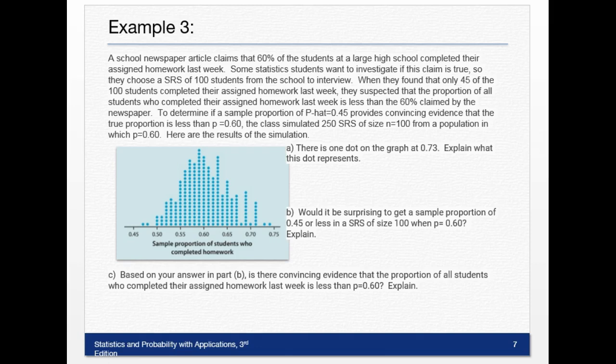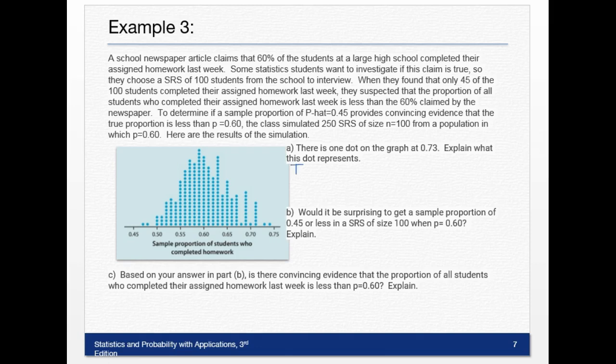All right, so look at this dot plot. Each of these dots represents one sample proportion, like one proportion measured from one sample of 100 students. All right, so let's think about this. There's one dot on the graph at 0.73. Okay, right there. Explain what this dot represents. Okay, what does it represent?